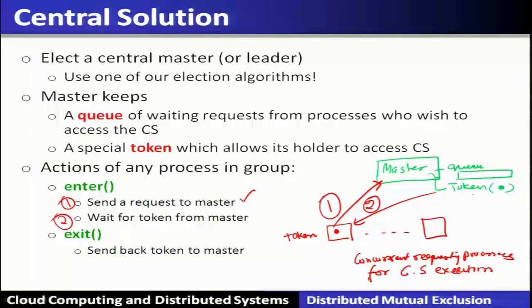Since there is only one token, which is given by the master, other processes can join in the queue. Why? Because the token is already given. Now, having done its job, the token will be returned back to the master, and the master will have the token with it. Similarly, once the token is there, it will grant the token to the next waiting process and so on. So, the token will be granted in this order 1, 2, 3 and so on up to, let us say, n.